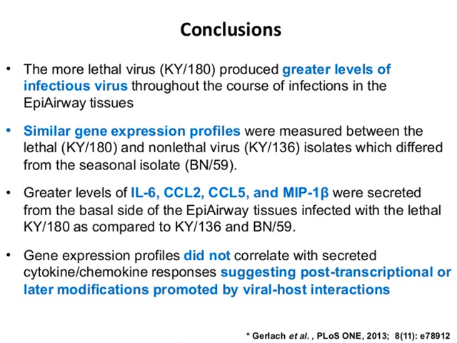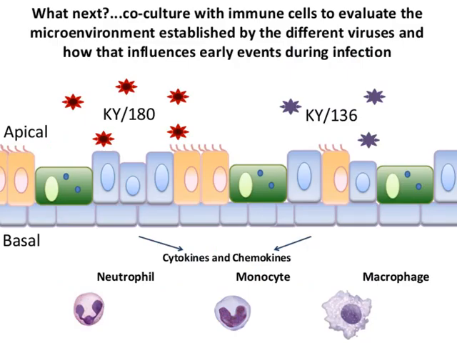From this data, we hypothesized that the differential basal secretion would differentially affect monocyte recruitment and migration, and the signals from infected EpiAirway tissues would promote an increased macrophage signal and further modulate the immune response. Had we not used this model, we would not have seen differences in basal secretion, which led us to look at more downstream immune cells that are recruited to the site of infection.